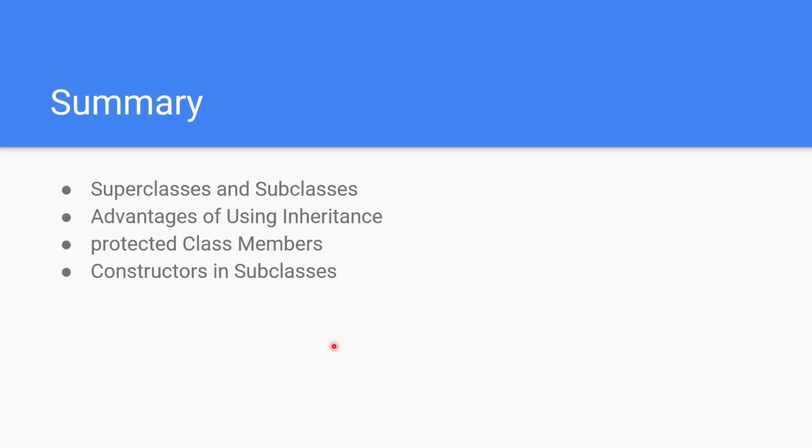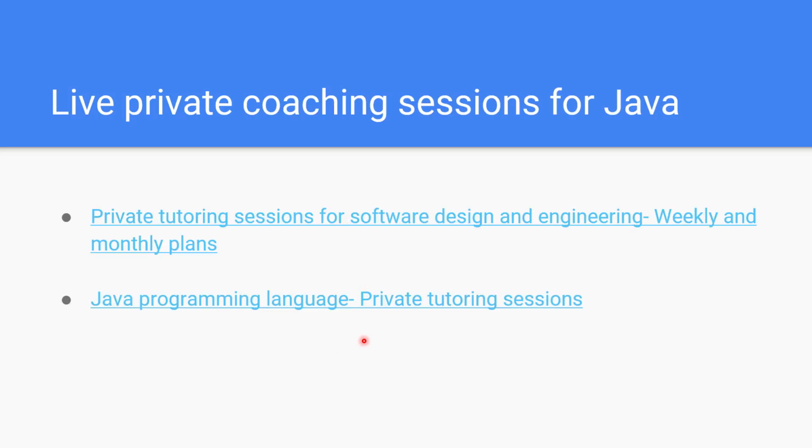And in this lesson, we learned about inheritance, superclasses and subclasses, the advantages of using inheritance. Again, the advantages really are reusability and quality, speed to market, protected class members, and constructors in subclasses. And we also talked about abstract methods and abstract classes.